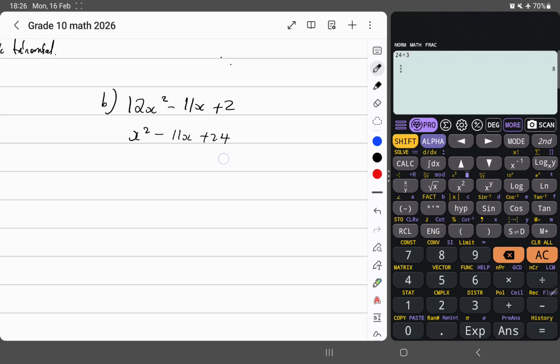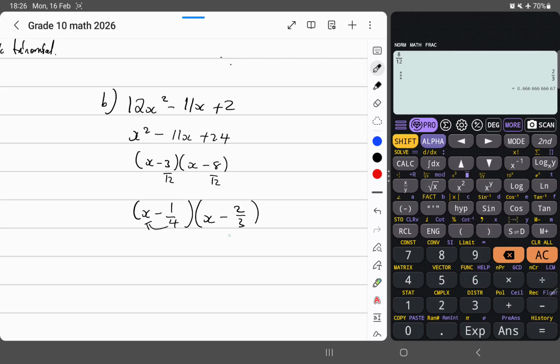Therefore, because negative 3 minus 8 will give us negative 11, and negative 3 times negative 8 will give us what? A 24. Therefore, those are my two terms, x minus 3, x minus 8. But then remember, we multiplied by 12, therefore we should divide by 12 again. Therefore, I'm going to have 3 divided by 12, which is 1 over 4. Therefore, I'm going to have x minus 1 over 4. And that side, I'm going to have 8 divided by 12, which is 2 over 3. Going to x minus 2 over 3.